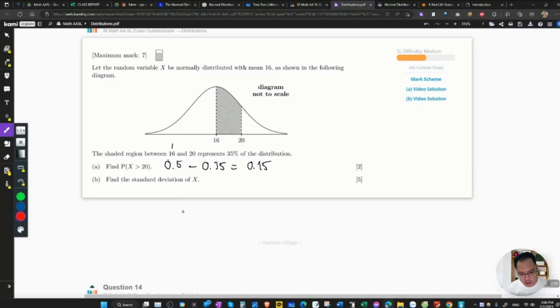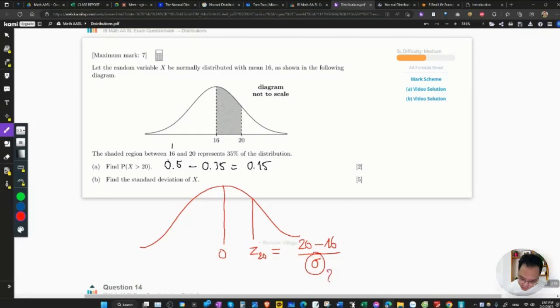Okay, we have the value 20. We will standardize like this. The mean 16 now becomes 0. The value 20 has a z-score of 20 minus 16 over the standard deviation sigma that we need to find. Okay, sigma here is what we need to find. And to find the standard deviation, we need to find the z-score here. The z-score of 20 there is found using the inverse normal like this.